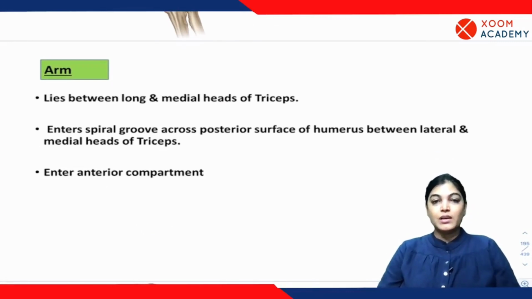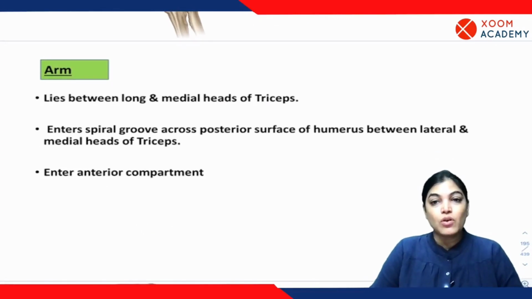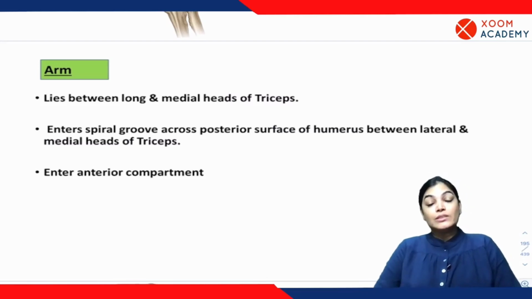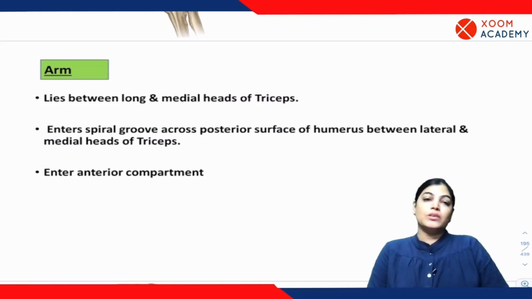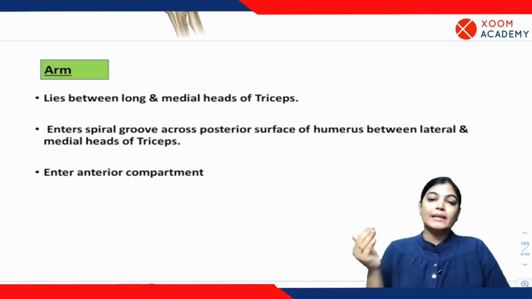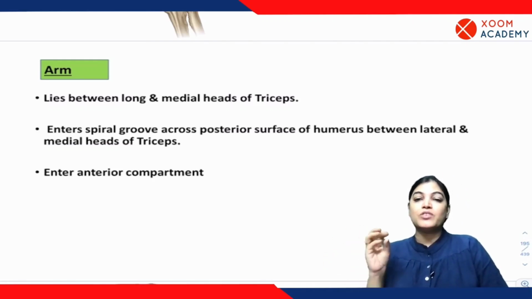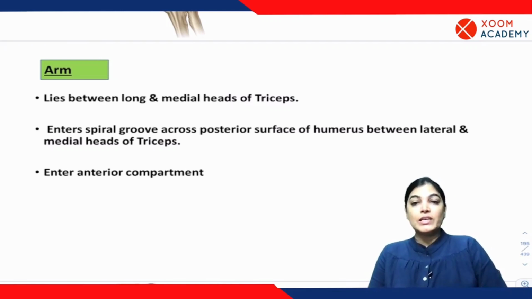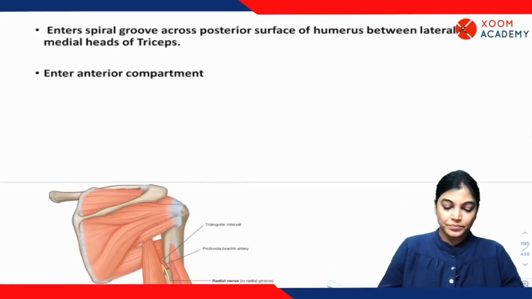Thereafter, in the arm, it traverses between the long head and the medial head of triceps, giving innervation to the long head and medial head of triceps, and thereafter it will reach the level of the spiral groove. It will traverse the spiral groove across the posterior surface of the humerus, lying between the medial and lateral heads of the triceps muscle. Thereafter it will again come to the anterior compartment. So it first traverses the posterior compartment of the arm and then reaches the anterior compartment, giving innervation to the triceps muscle.